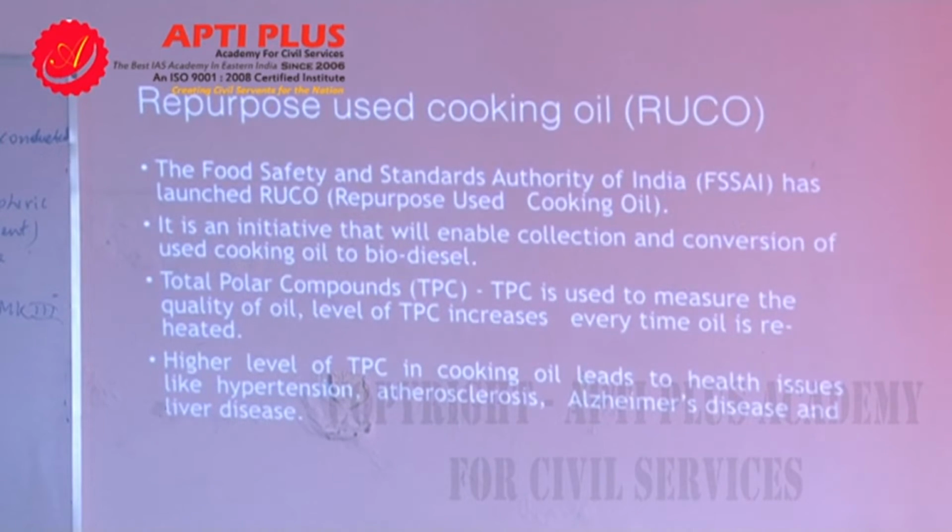Now, what is the program here? Why not we convert into biofuel? Like you know that first generation, 1G. What is first generation? Food kind of thing there. And we can convert into ethanol, that kind of thing there. So instead of wasting, throwing away, right, we can convert into some kind of energy kind of thing there. Here, it is an initiative that will enable collection, conversion, used cooking oil to biodiesel, biofuel program.